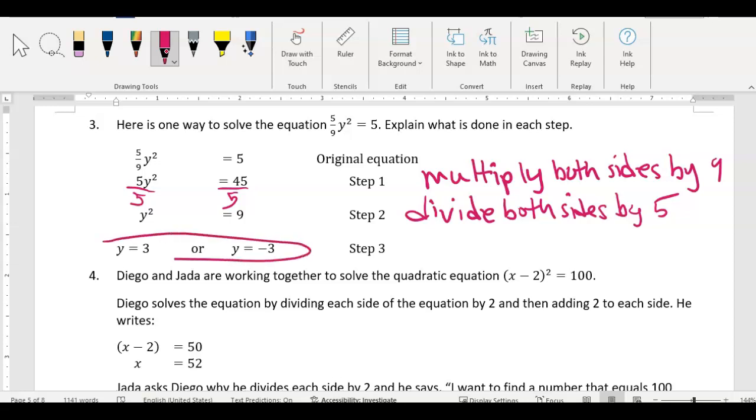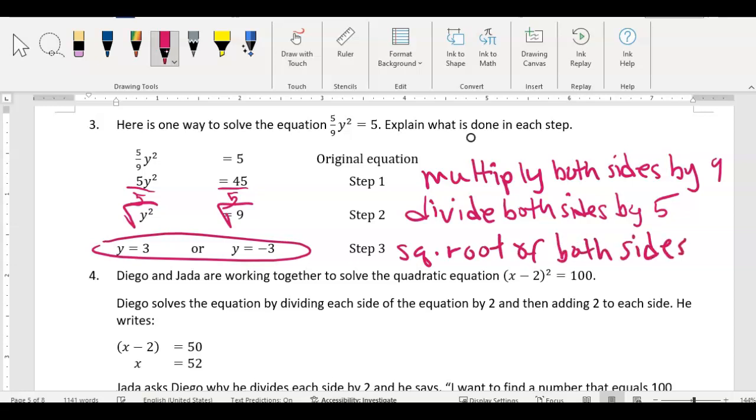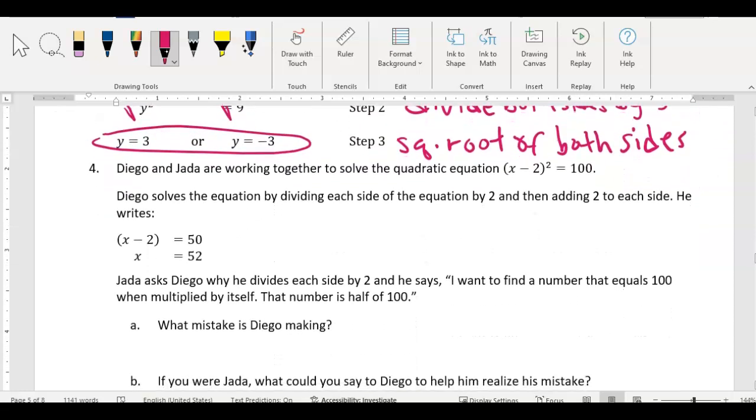And so then it says the answer is either 3 or -3, and to get that, we take the square root of both sides. And remember that when we take the square root of a number, it can either be positive or negative, because a negative times a negative is a positive.